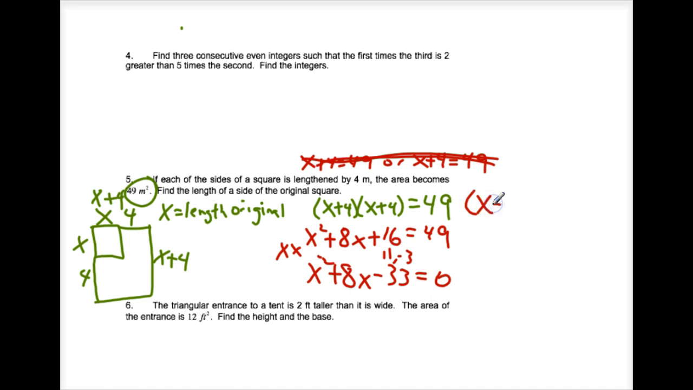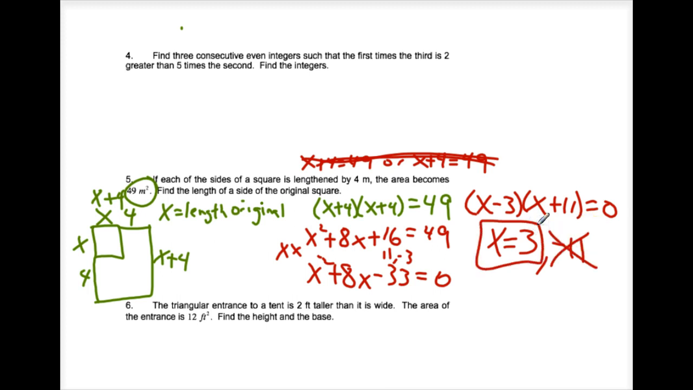So x minus 3 times x plus 11 equals 0. Using the zero product property, we get 3 and negative 11. Which number is an extraneous solution? Negative 11. The x cannot be negative 11. Okay, x could be 3.